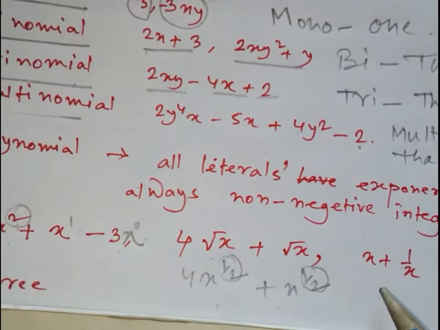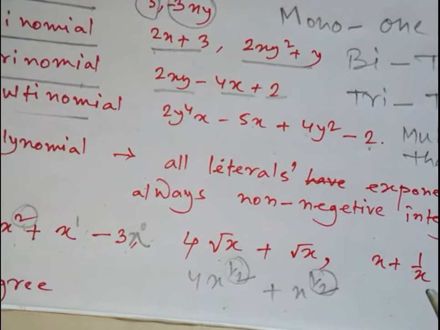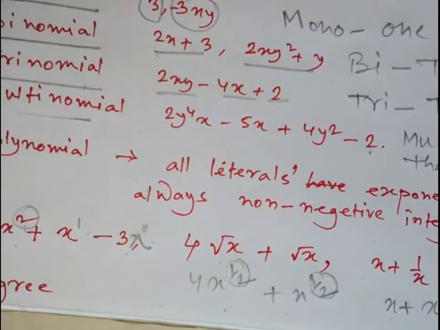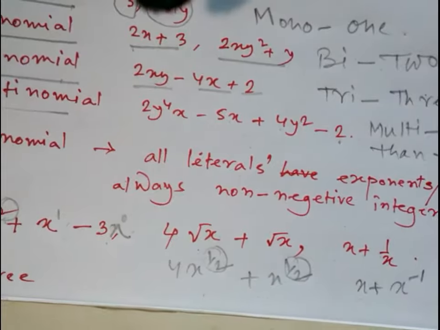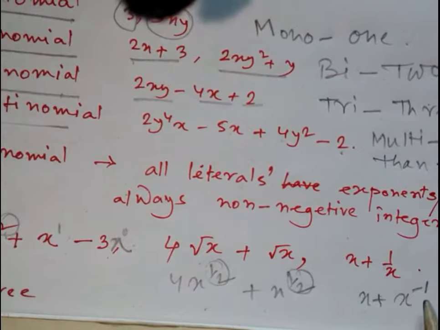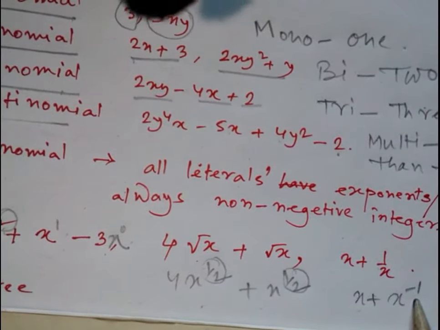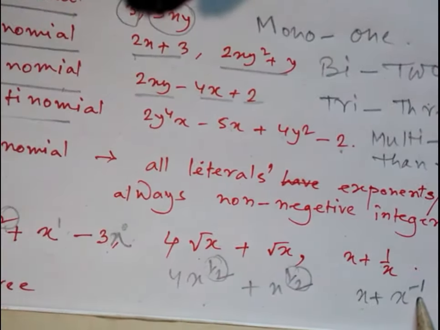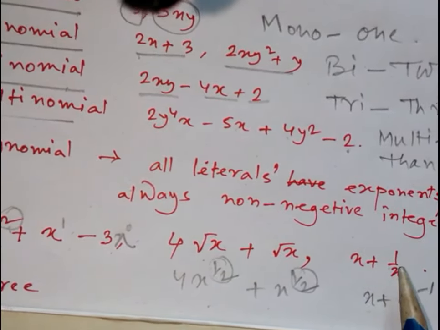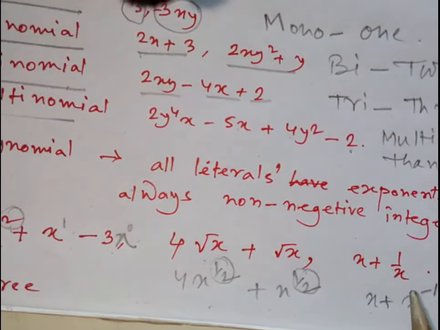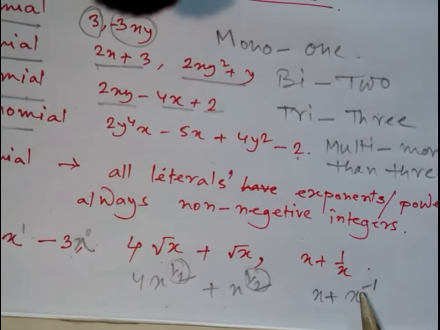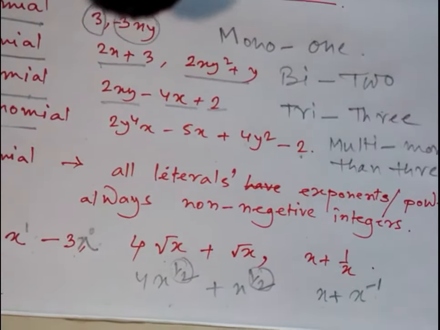Now we're going to see the third expression, that is x plus 1 by x, that means x to the power minus 1, isn't it? Here we can see that minus 1 is not a non-negative integer, so it is not a polynomial, but it is a binomial because it has two terms. Clear?